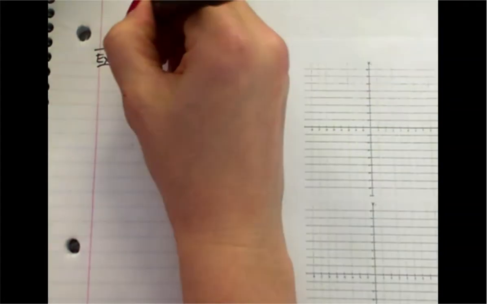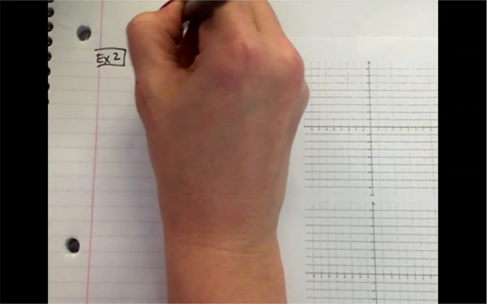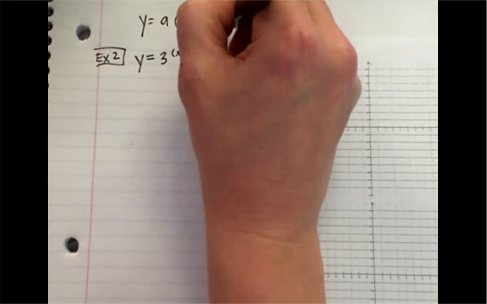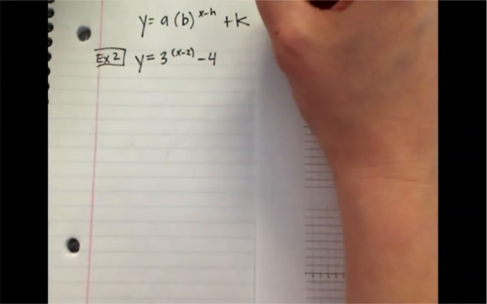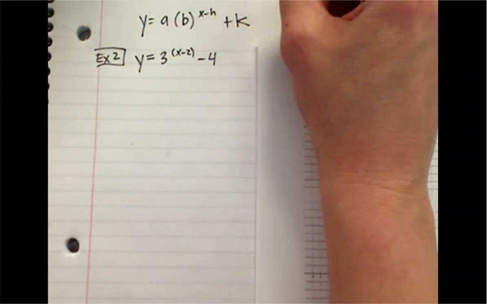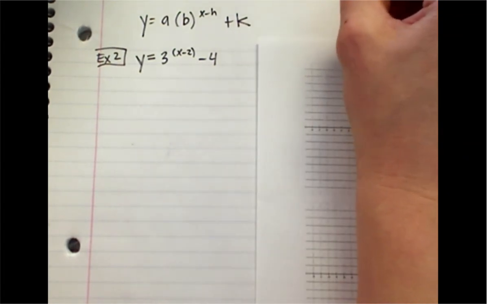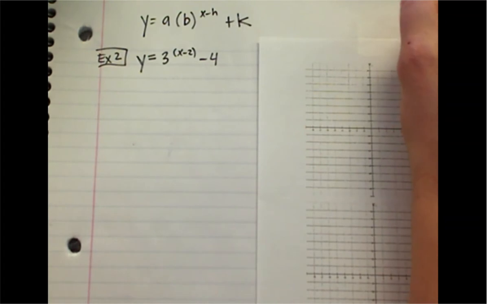All right, now I'm going to write the AHK format right above it so we can help figure out what the transformations are. And so that's A, B^(x minus h) plus k. That's my transformation form. Notice that we have an extra letter, B, that we haven't had before. That's because the base is just a number and it changes. A is your stretch, compress, or reflect.